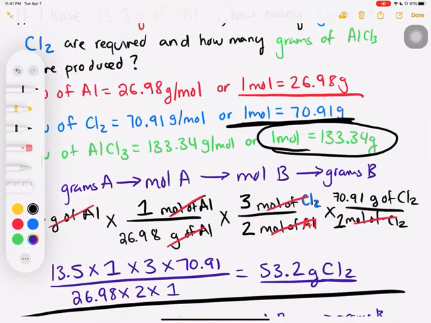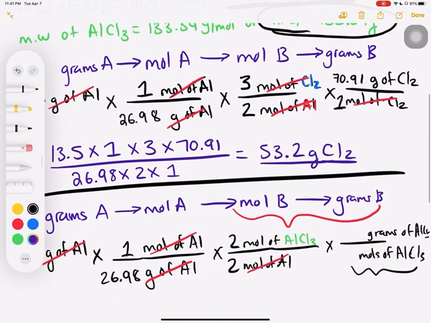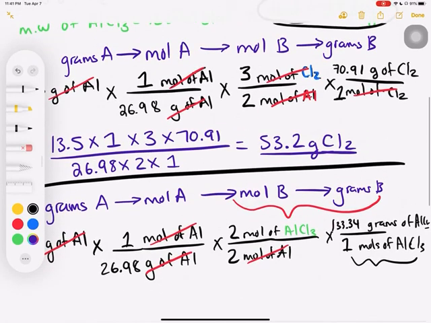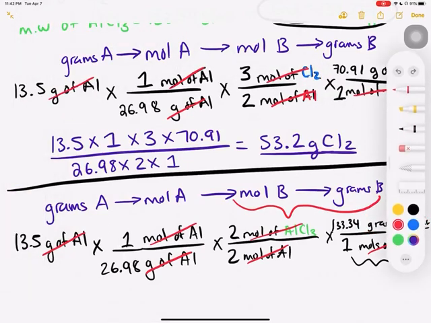1 mole is 133.34 grams. So these are the numbers that I have. And of course, you have to cancel out units, moles of aluminum trichloride, moles of aluminum trichloride. The final result of doing all of this math should be grams of aluminum trichloride. So let's see what the result is going to be.